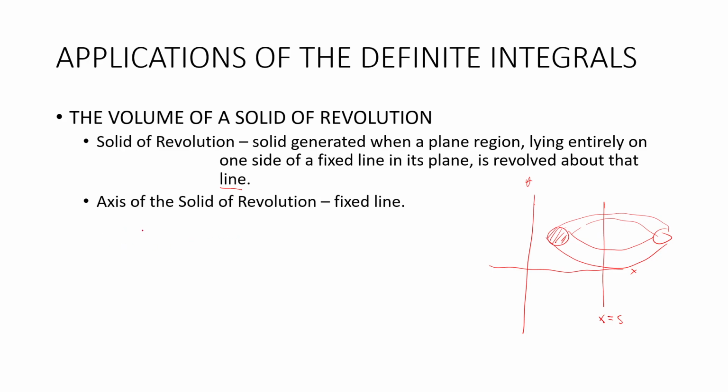The axis of the solid of revolution is called the fixed line. Your fixed line may be the x or y axis, and it could also be any line present in the problem.